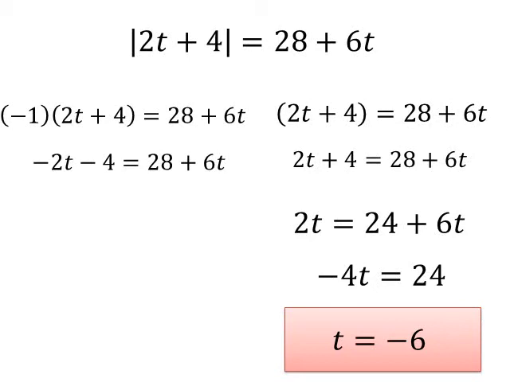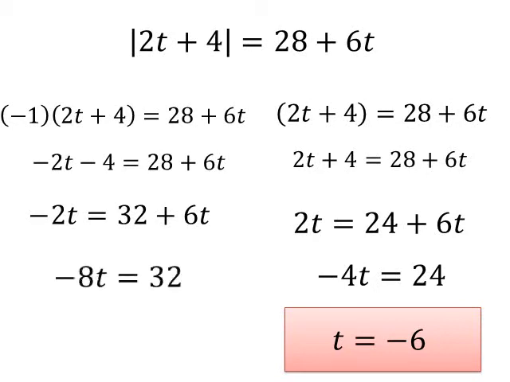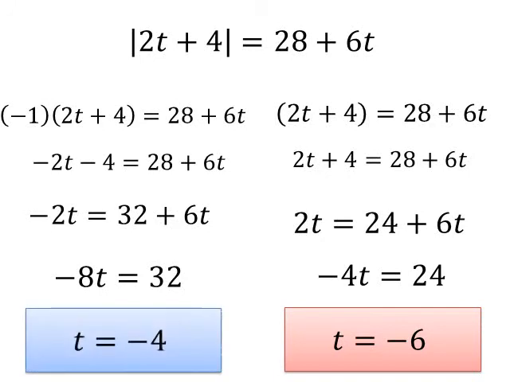Now we add the 4 on both sides. That gives us -2t equals 32 plus 6t. We subtract the 6t on both sides. That gives us -8t equals 32. We divide by -8. 32 divided by -8 is -4. So our two solutions are t equals -4 and t equals -6. So just to reinforce that, we should check that work.